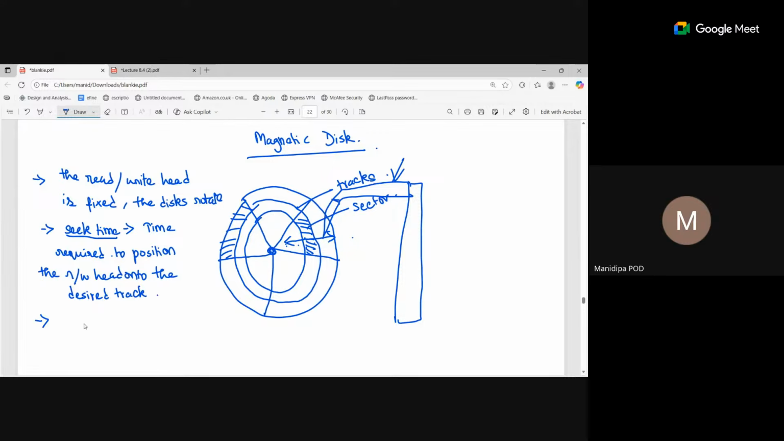Now there is one more term, rotational latency. What is rotational latency? Now we have found the track. Next, what unit of storage should we check? Sector. Those are the only two things we need to work with, tracks and sectors. Once I have found the track, I'll find on which particular sector my data is present. So it is the time required to position the read-write head on the correct sector.